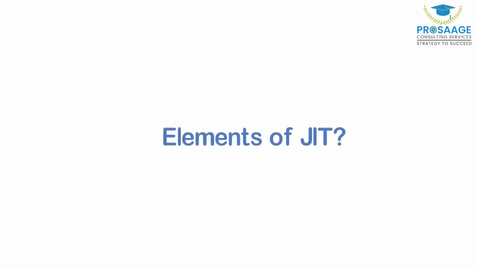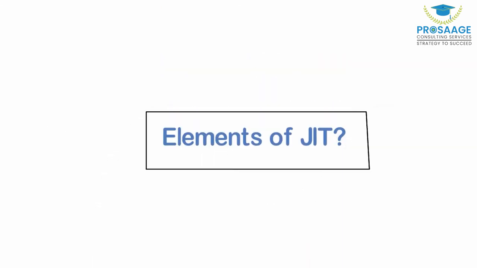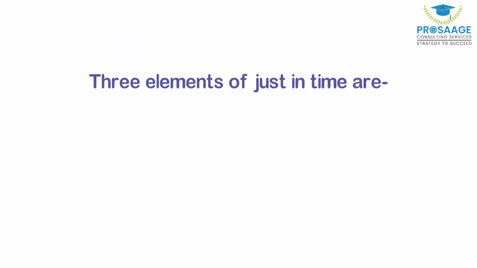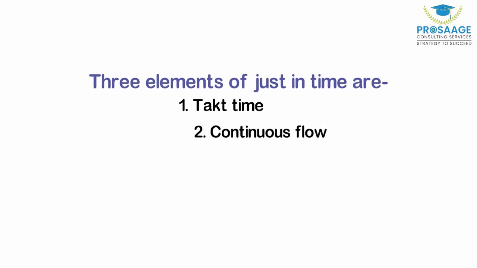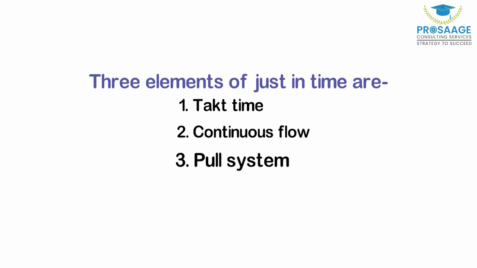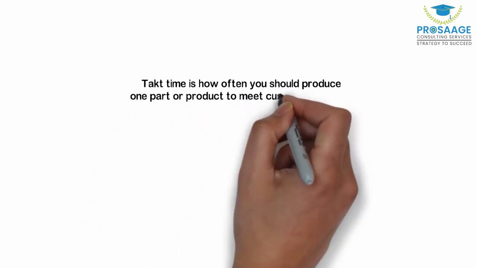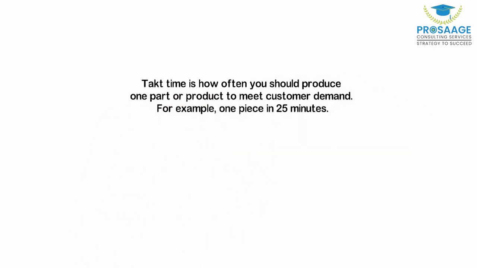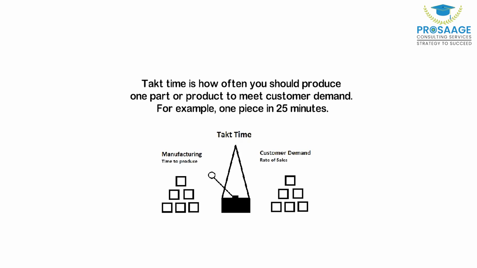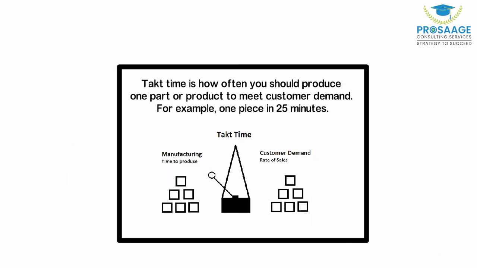Then he asked about the elements of JIT. Amy described that the three elements of just-in-time are: 1. Takt time. 2. Continuous flow. 3. Pull system. Takt time is how often you should produce one part or product to meet customer demands. For example, one piece in 25 minutes.